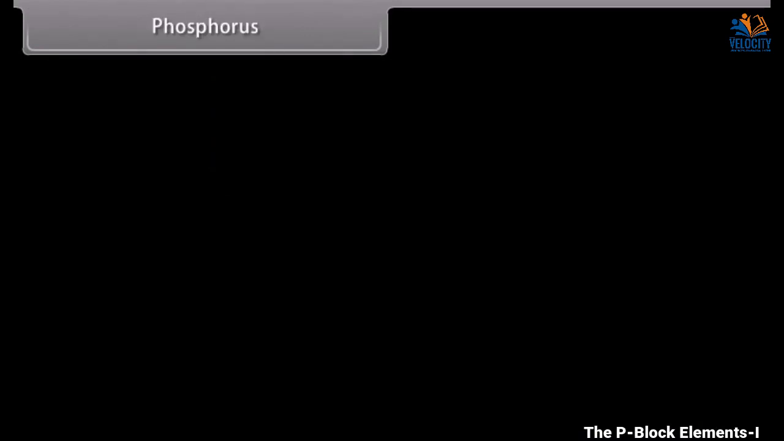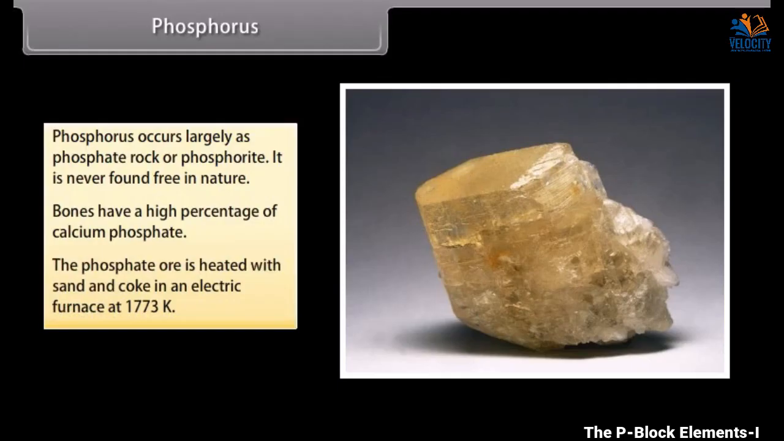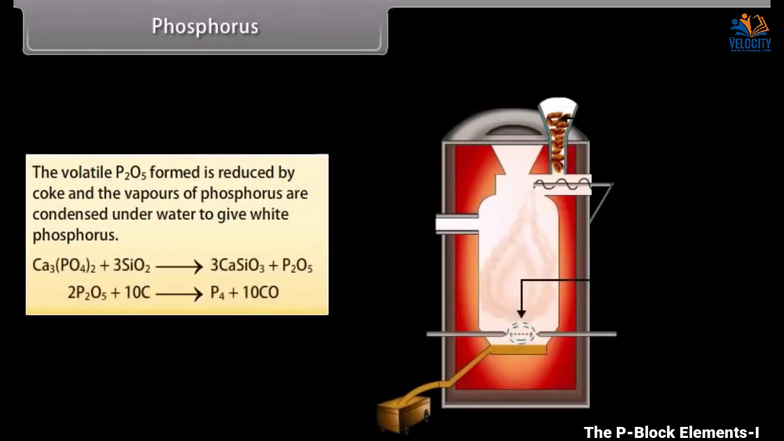Phosphorus. Phosphorus occurs largely as phosphate rock or phosphorite. It is never found free in nature. Bones have a high percentage of calcium phosphate. The phosphate ore is heated with sand and coke in an electric furnace at 1773 Kelvin. The volatile P2O5 formed is reduced by coke, and the vapors of phosphorus are condensed under water to give white phosphorus.